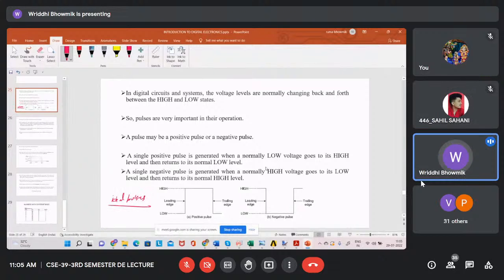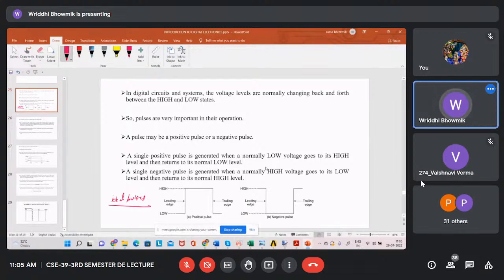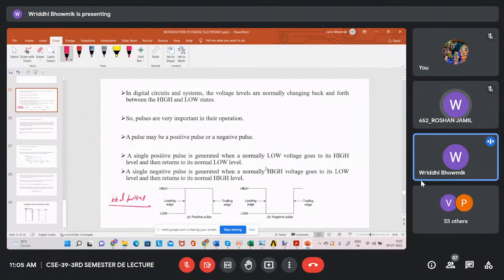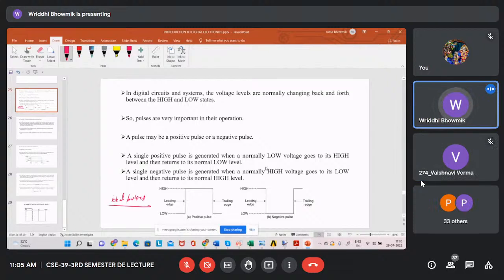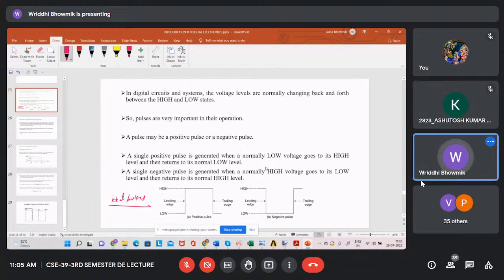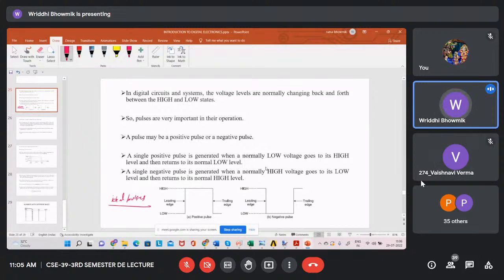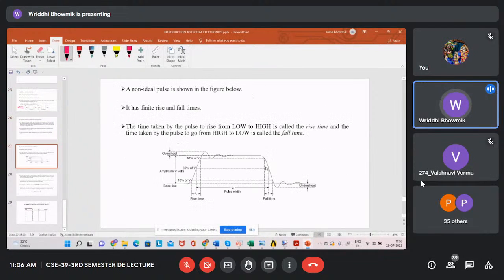where there is no transition time between the change of states. When a pulse changes its state from low to high, it changes instantly. So no transition time is identified over here. But practically it is not possible. Practically some time is required to change the level from low to high.